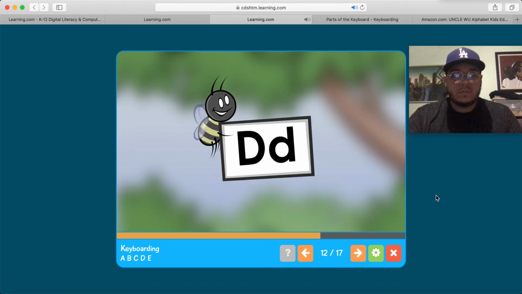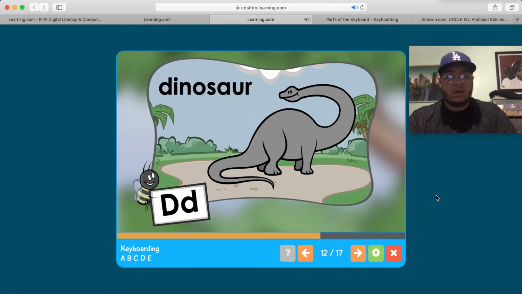Find the D key and press it. Okay, D. So we know that the D is right above the C. So if we can either look for the D, or if we see C, we know it's right above it, so we can press D. D. Dinosaur.